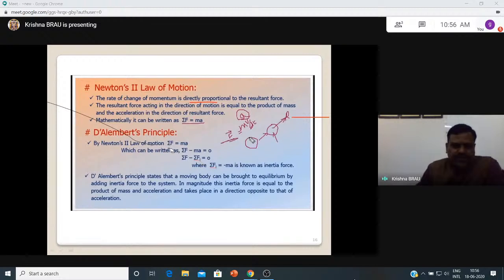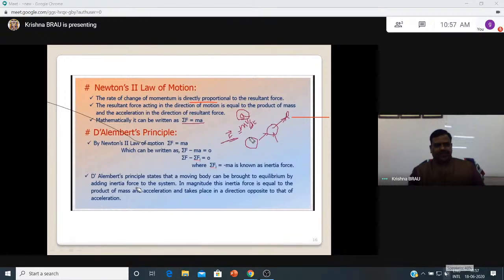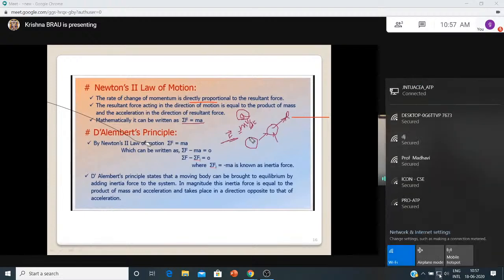Together they are 0. The advantage of using D'Alembert's principle is that you can convert a dynamics problem into statics, that is, into equilibrium, by adding inertia force to the system in the opposite direction. That is the purpose of D'Alembert: the advantage is to convert a dynamic problem into a static problem.